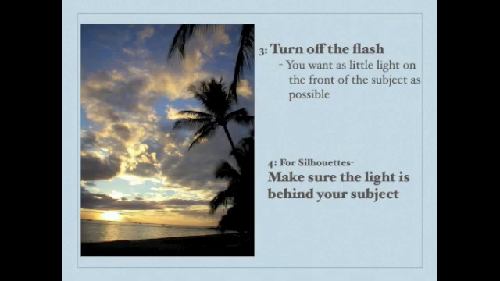Now, the third thing you need to do is make sure that you turn off your flash. You want as little light on the front of the subject as possible. Now, your camera, if you have it on auto, is going to want to put light on the subject. It's trying to say to you, hey, you're not going to be able to see this palm tree if I don't turn the flash on for you. But you definitely do not want the flash on.